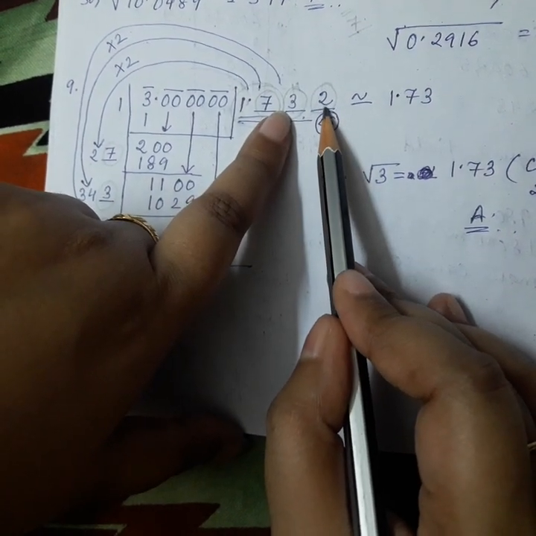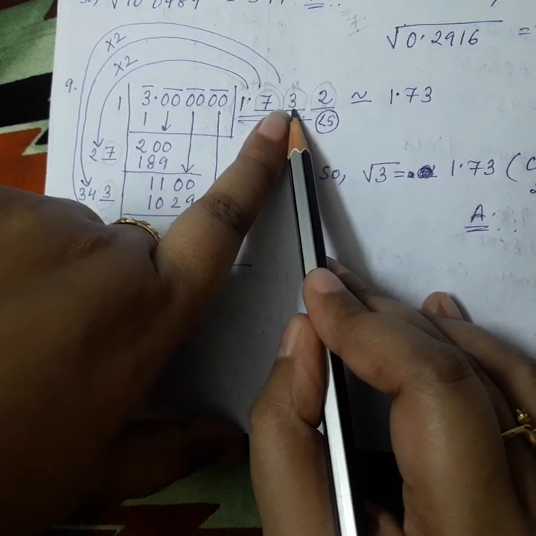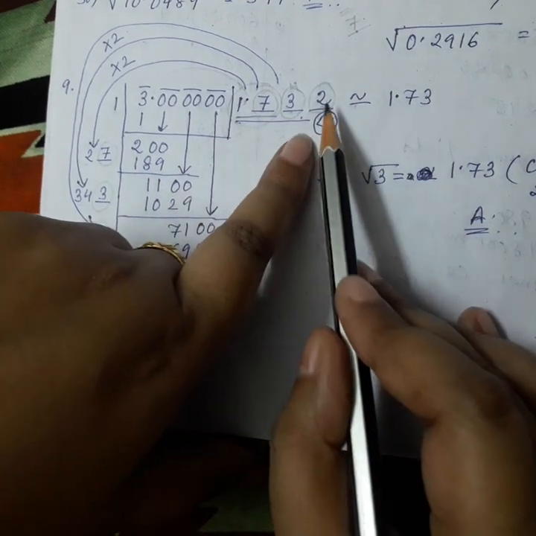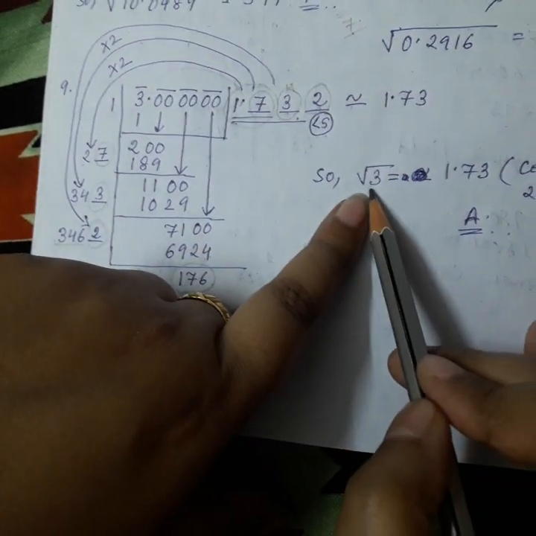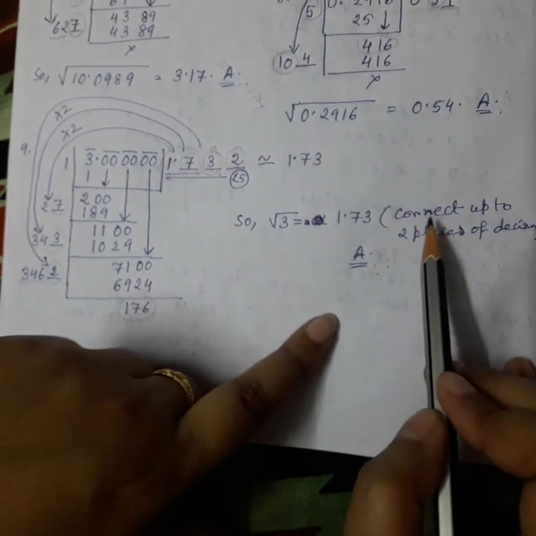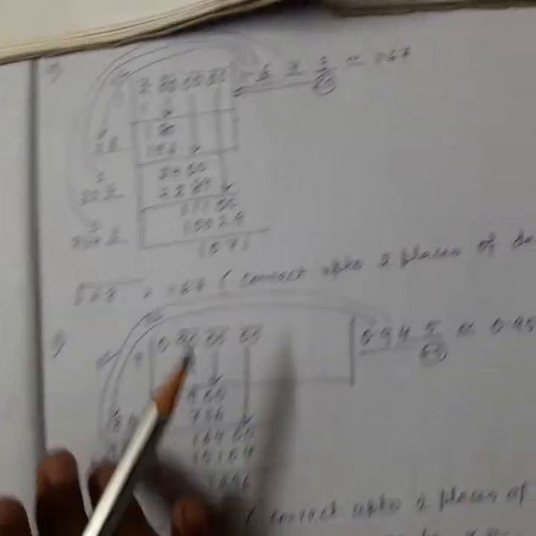And if this is equal to 5 or greater than 5, 1 we have to add to this number. So this is approximately equal to 1.73, because this is less than 5. So the square root of 3 equals 1.73, and within brackets you have to write correct up to 2 places of decimal. Okay. Now the next sum is also the same type of sum.